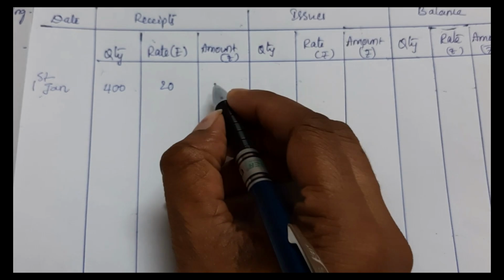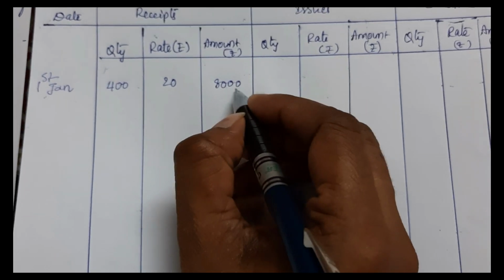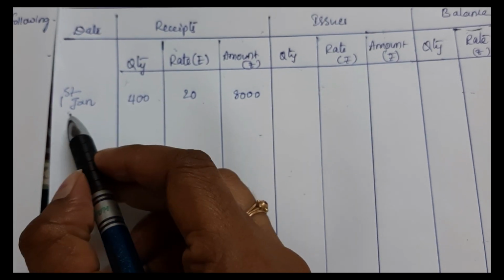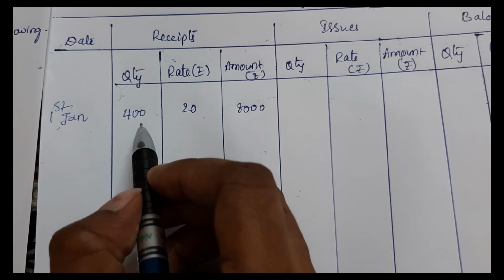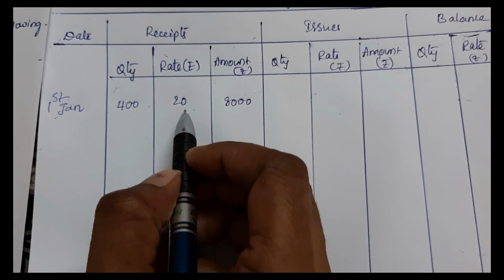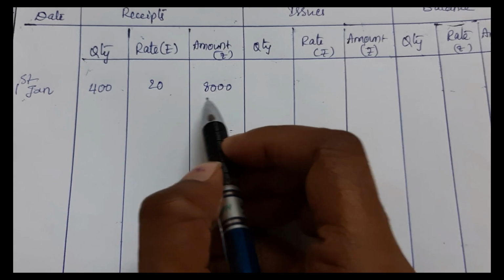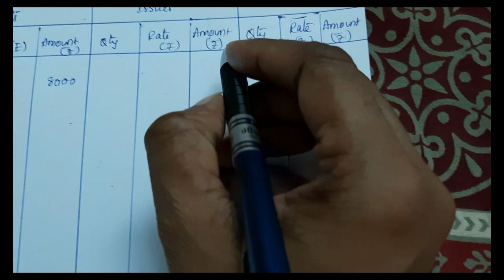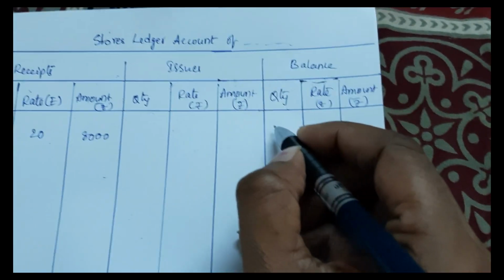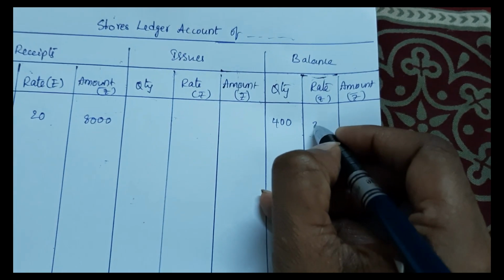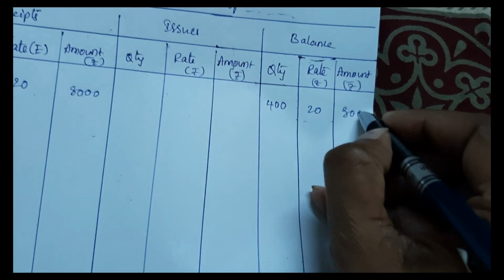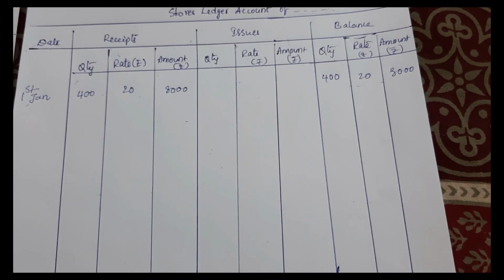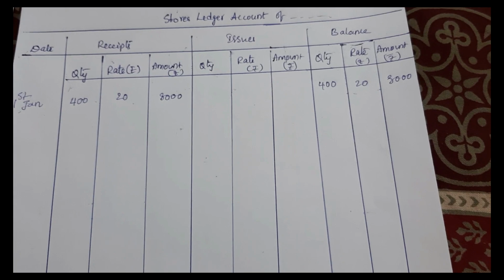So this will become 8,000. And how this 8,000 has come? 400 into 20. So during 1st January, 400 units of some material bought at the rate of 20, and the amounting is rupees 8,000. So no other transactions on 1st January. So balance you have to write same 400, 20 and 8,000. So this is first day transaction and recording of the transactions into the stores ledger account.